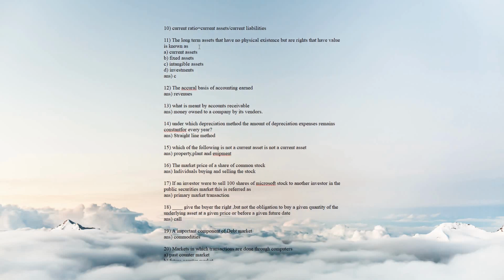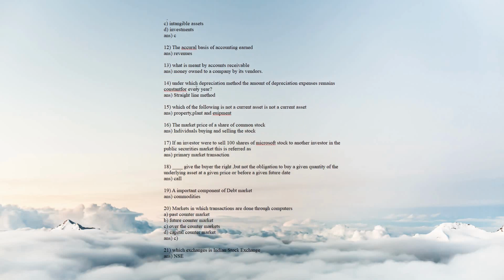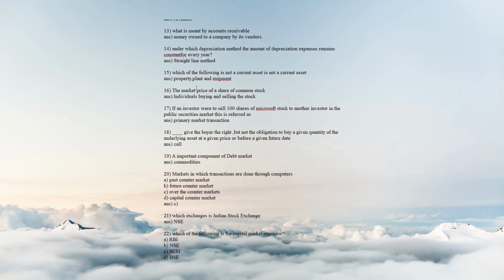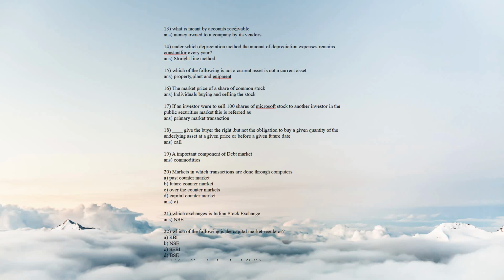Next thing is the formula: the current ratio is nothing but current assets divided by current liabilities. Then long-term assets that have no physical existence but are rights that have value are known as intangible assets. Then the accrual basis of accounting records what is earned. Whatever amount you earn is referred to as revenue. What is meant by accounts receivable? It is money which is owed to a company by its customers. We call it accounts receivable.